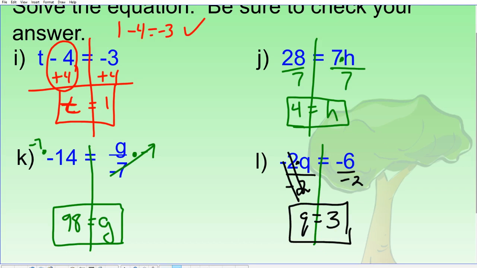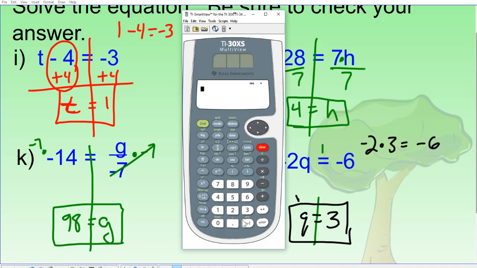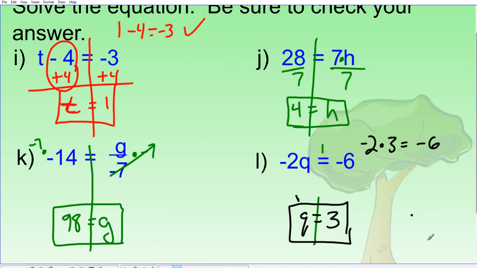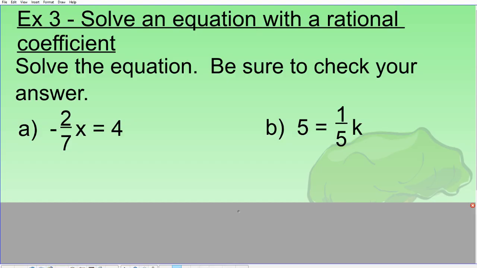And check your work. If I had negative 2 times 3, does that equal negative 6? It should. Negative 2 times 3 equals negative 6. So those were all one-step equations. Now, make it a little bit more challenging here. Slightly different type of problem.